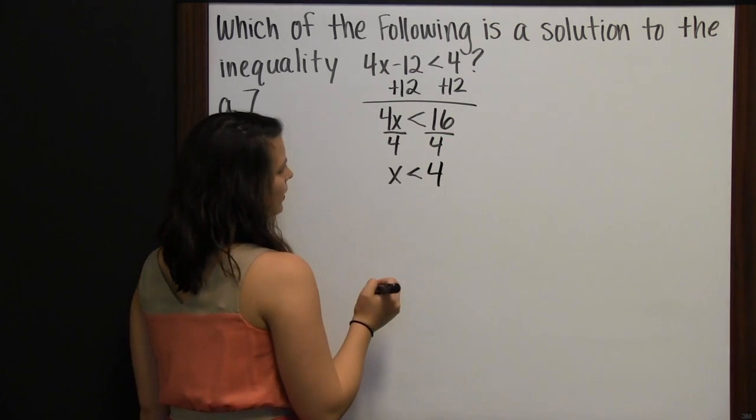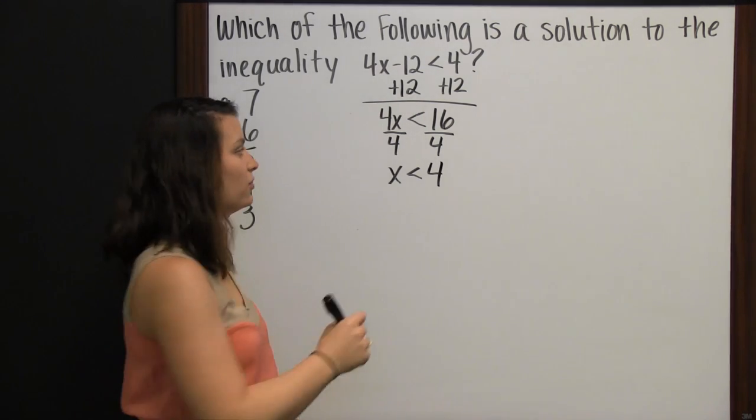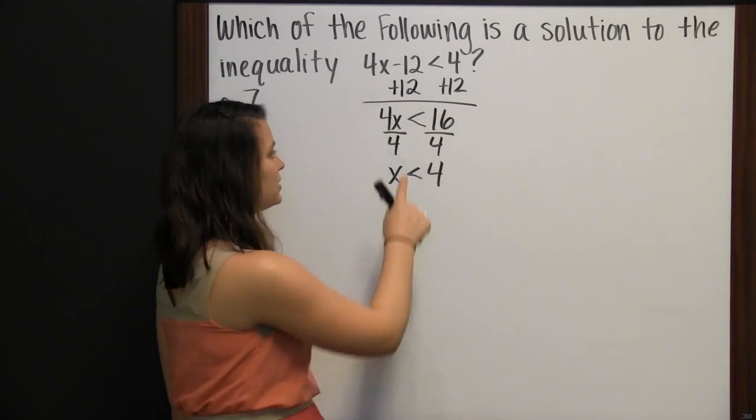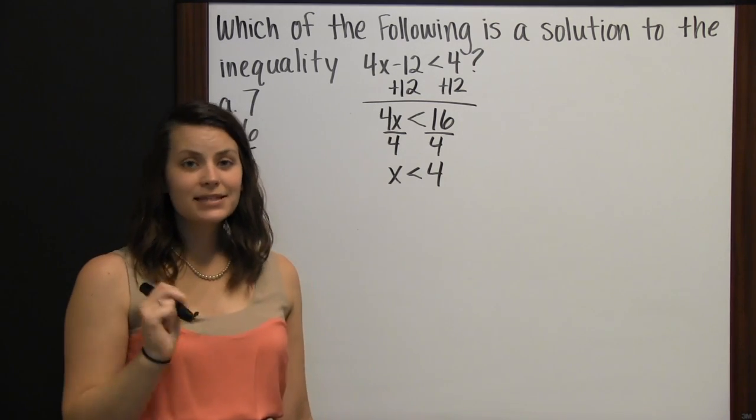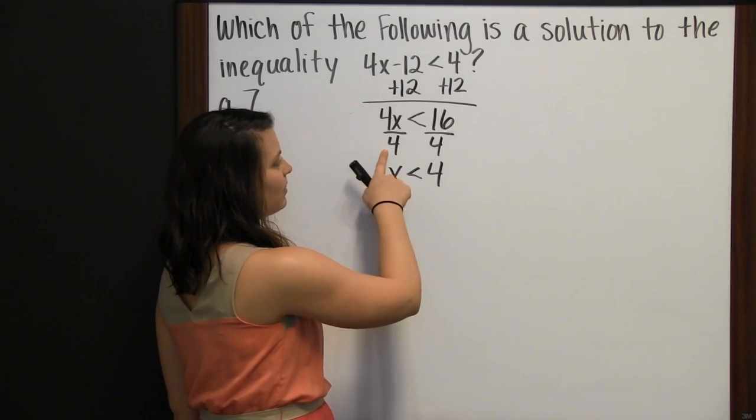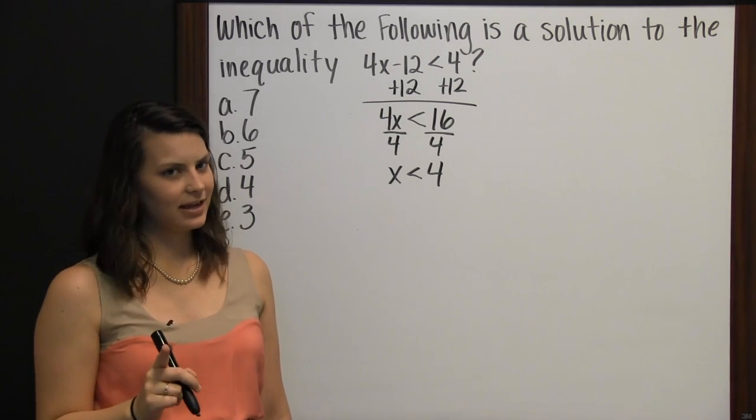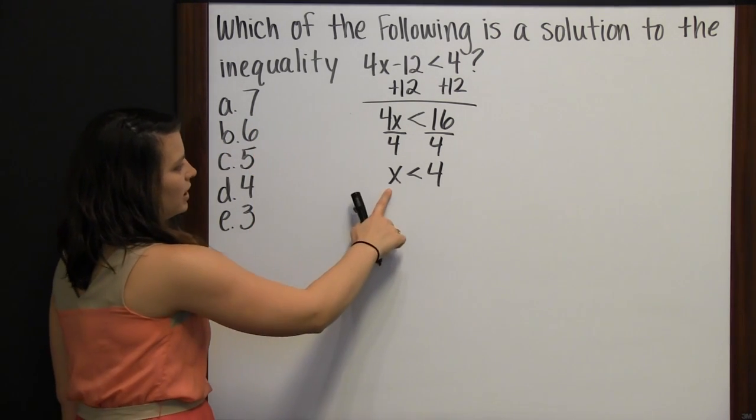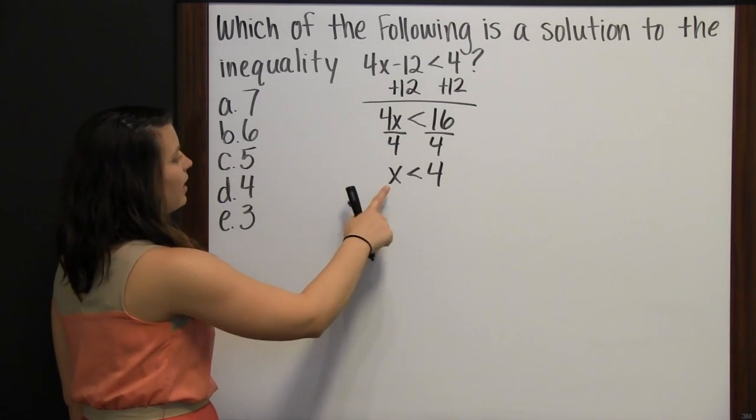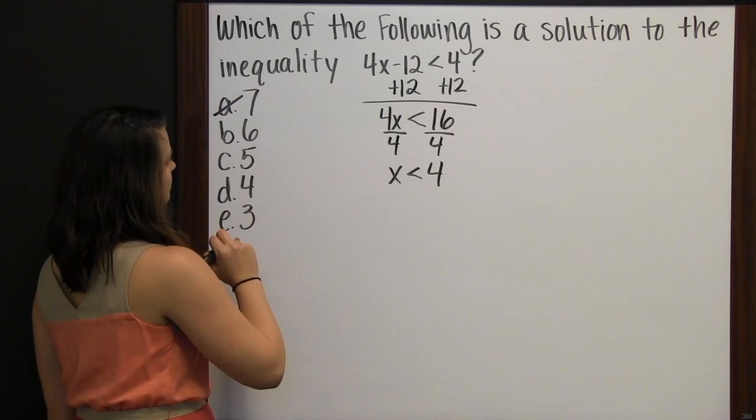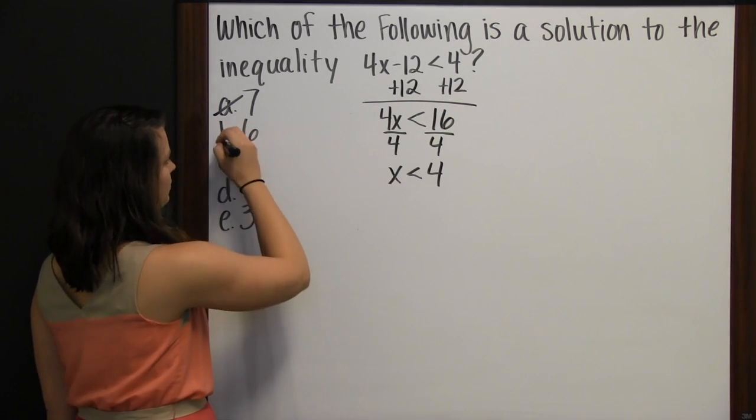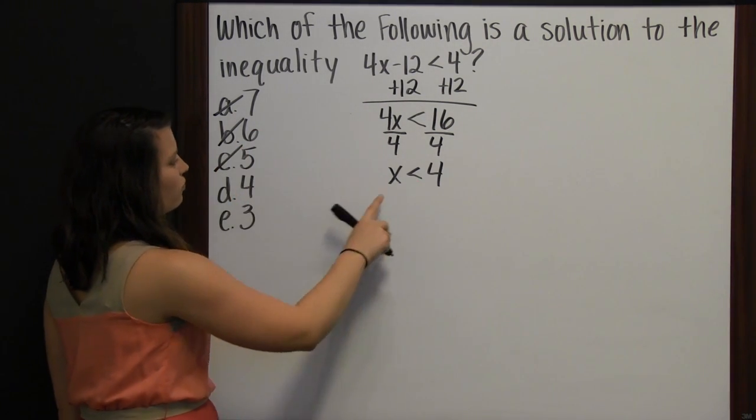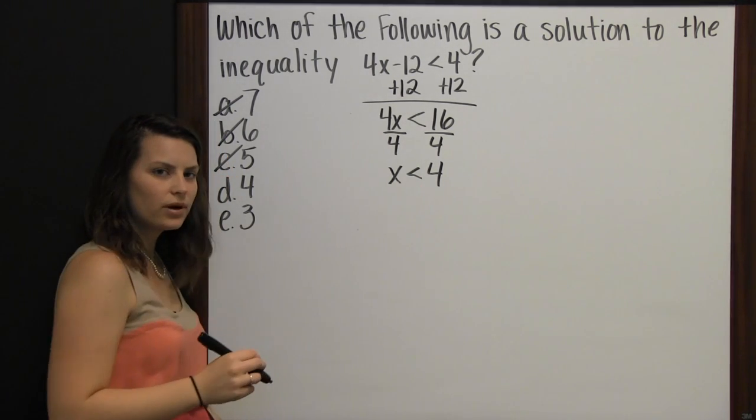is 4. Keep in mind when solving inequalities that if you multiply or divide both sides by a negative number, you must flip the inequality symbol. In this case, we didn't have to, since we didn't divide both sides by a negative number. It's all about that negative. So now we can apply these answer choices. We want to find which one of these numbers is less than 4. Is 7 less than 4? No. Is 6 less than 4? No. Is 5 less than 4? No. What about 4? Is 4 less than 4?